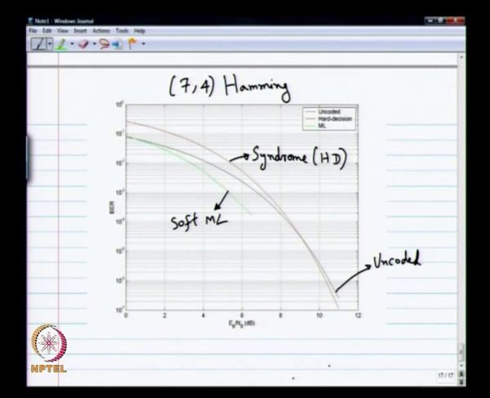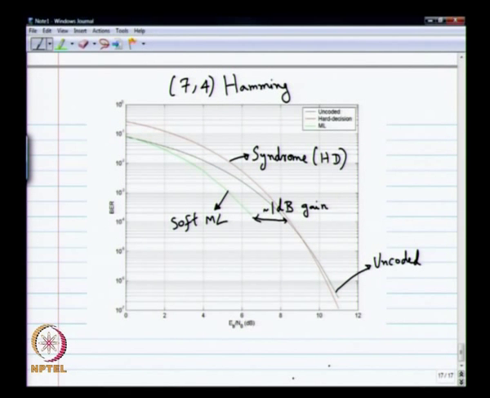So, if you measure at, let us say, 10 power minus 4 bit error rate, roughly about, how much is this distance? So, let us say roughly about 1 dB. Okay, at 10 power minus 4. No, I mean this is going to cross somewhere here, right? So, I think say roughly about 1 dB.